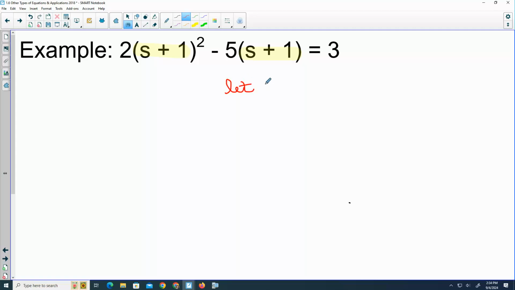So we usually just pick u or whatever letter you like. And I'm going to use that to replace this s plus 1, that thing in my parentheses. Okay, if I do that, we have 2, instead of s plus 1, what am I going to write? u squared, minus 5 times s plus 1, which is u. Okay, I haven't really changed my problem, but I made it easier to look at because now it looks more like a traditional quadratic. So how would you solve this?